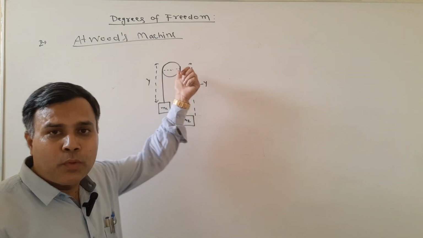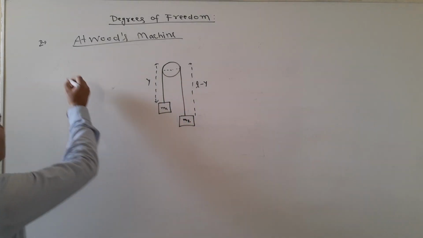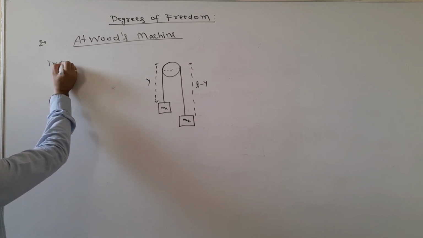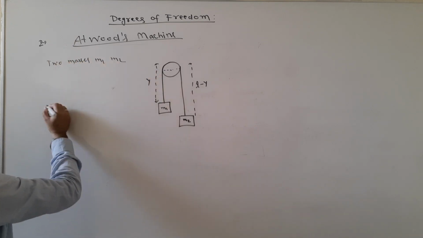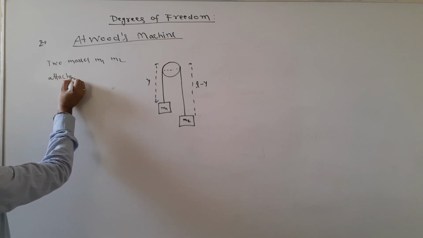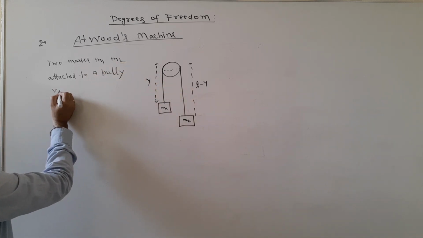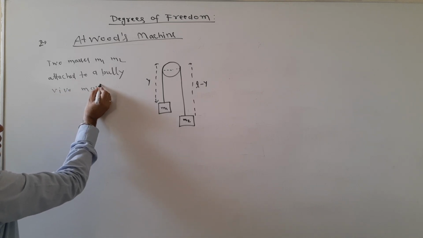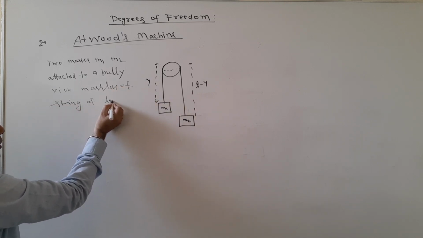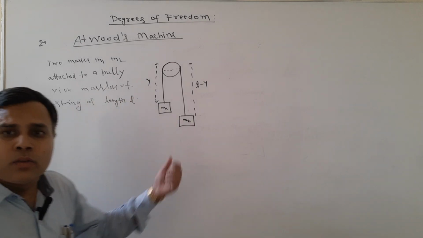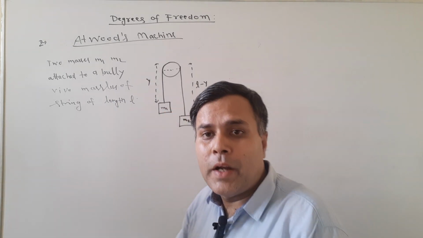So this physical system is known as Atwood's machine, in which two masses, M1 and M2, are attached to a pulley via a massless string of length L. Now, how to find out the degree of freedom?